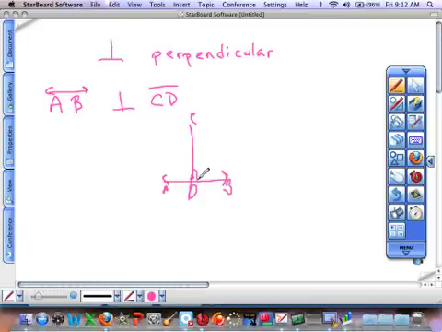Is that the only way that it could have been drawn? Is there another interpretation we could have had? Or is that it? Really? Okay, explain. Yeah, so the line could have gone through AB, so that D could have been down here. And that would have been fine as well.